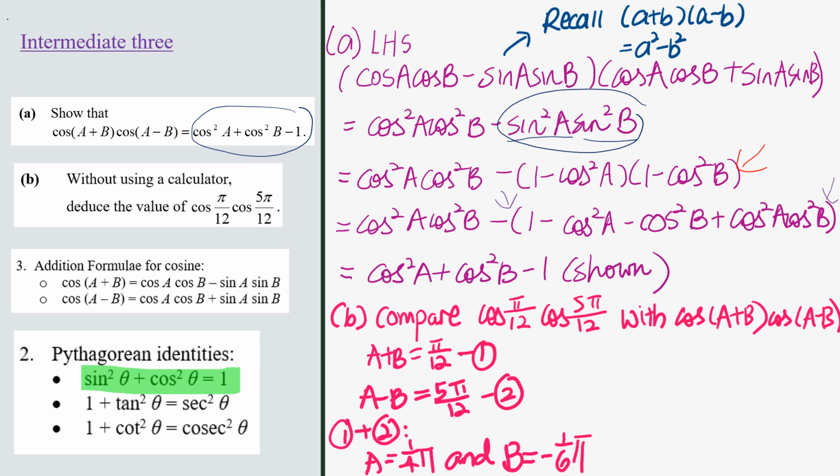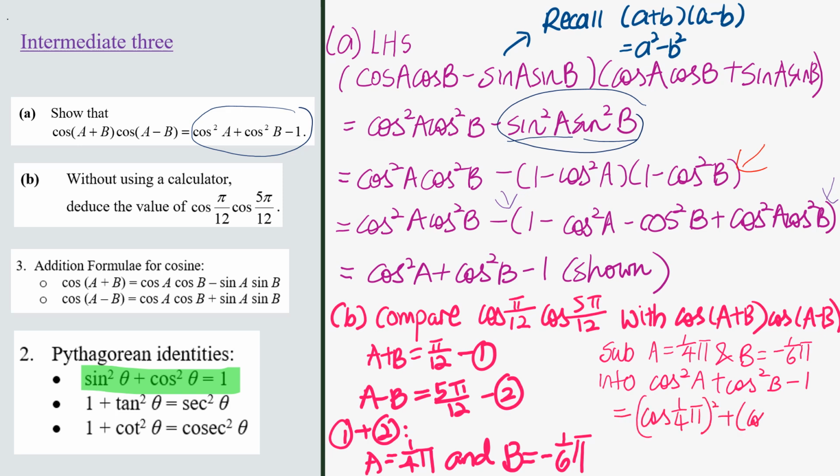You should be proficient enough now to solve simultaneous equations, and you end up getting angle A to be 1/4 pi and angle B to be negative 1/6 pi. You can just substitute these two angles into your cos squared A plus cos squared B minus 1, and easily use your calculator to evaluate it, and you will get 1/4. When you evaluate this using your calculator, just be careful: change the calculator mode to radian before you evaluate it.